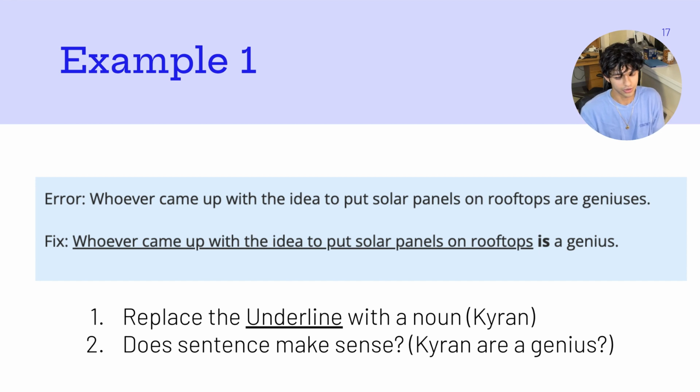So that's how you need to know that are needs to become is, because that whole dependent clause is just one noun. And you want to replace that dependent clause with something related to what it's talking about. So whoever came up with the idea, so that's a person. You want to replace it with a person, and then test out the sentence.